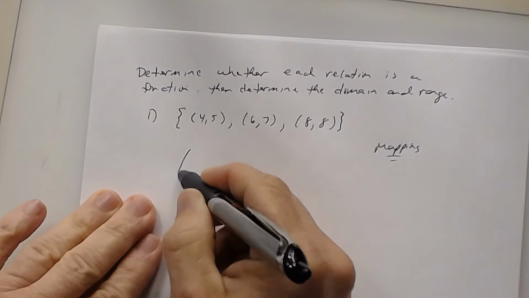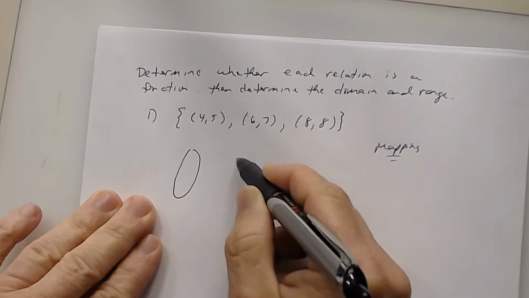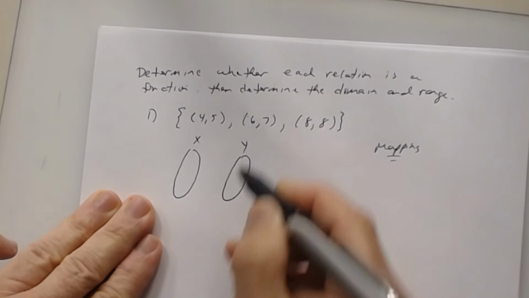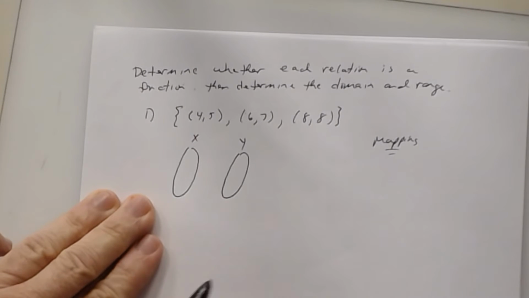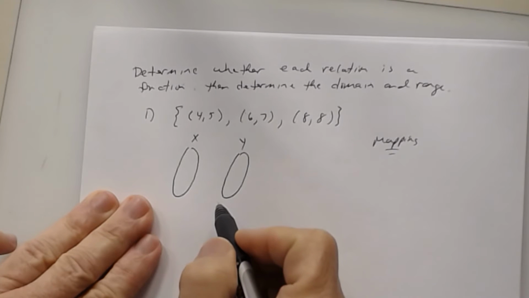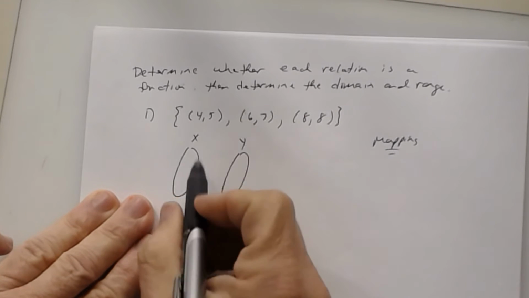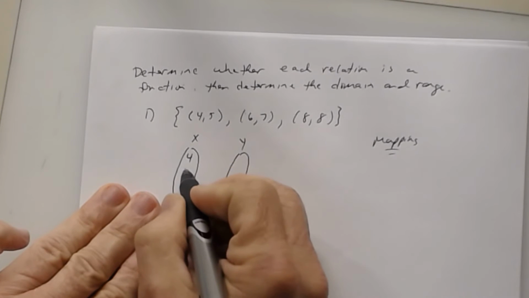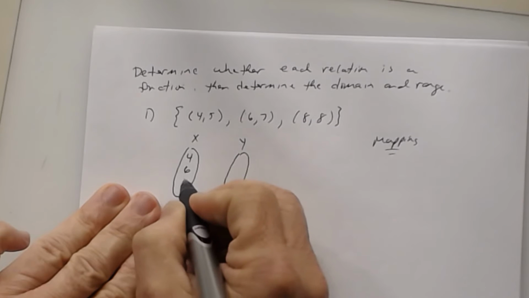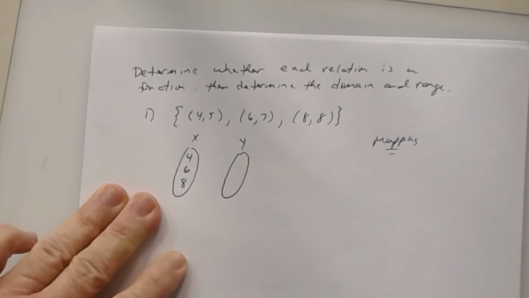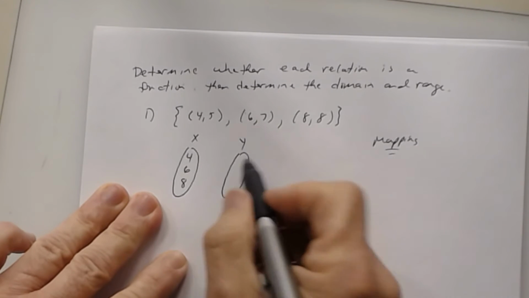So I'm going to draw something that looks like this, 2 of them. This is my x, this is my y. And I'm going to list the x coordinates in this one and the y coordinates in this one. So my x coordinates are what? Meaning my domain. What's your domain? 4, 6, and 8, right? The range has what coordinates? 5, 7, and 8.